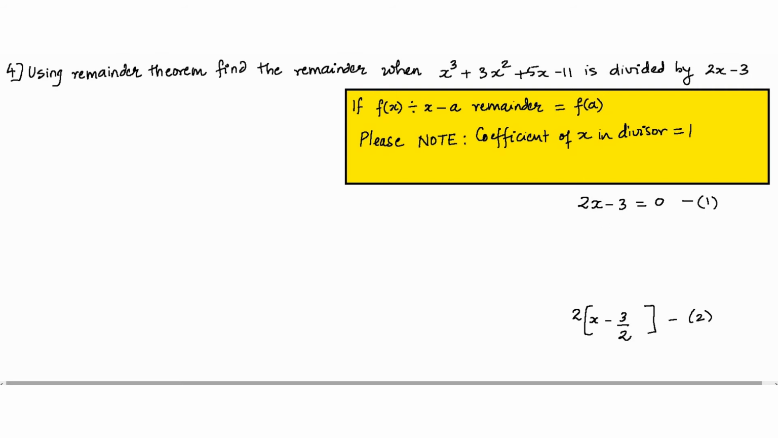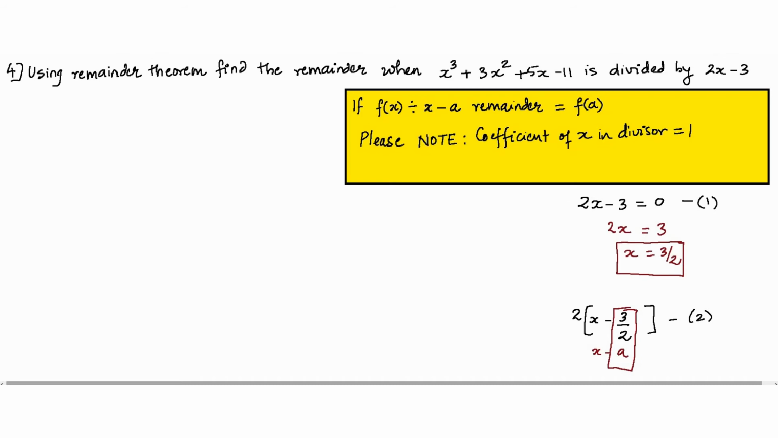And now whatever you have inside the bracket, look at that term. The coefficient of x is indeed 1. So now if you are talking about x minus a, the value of a is now 3 by 2, right? In the first method, I have equated 2x minus 3 to 0, which means 2x is equal to 3 or x is equal to 3 by 2. So using either of the two methods, you get the value of a as 3 by 2.